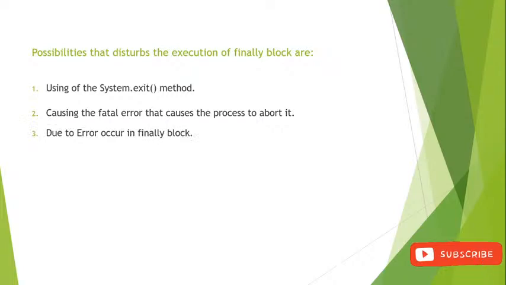Another case is an error occurring in the finally block itself. If any error occurs inside the finally block, our finally block will not execute. The last one is if our thread dies. We will see what is meant by thread inside the next session. If the thread dies, our finally block will not execute. These are the cases where our finally block will not execute. Other than these cases, our finally block will execute all the time. So this is all about the finally block.